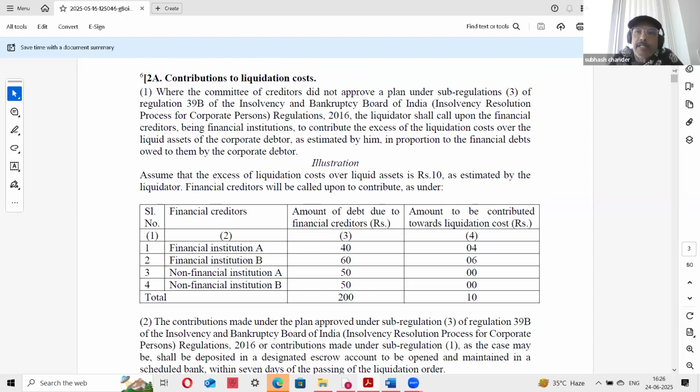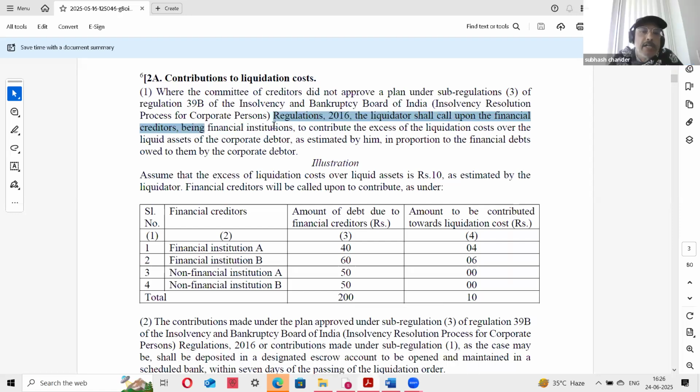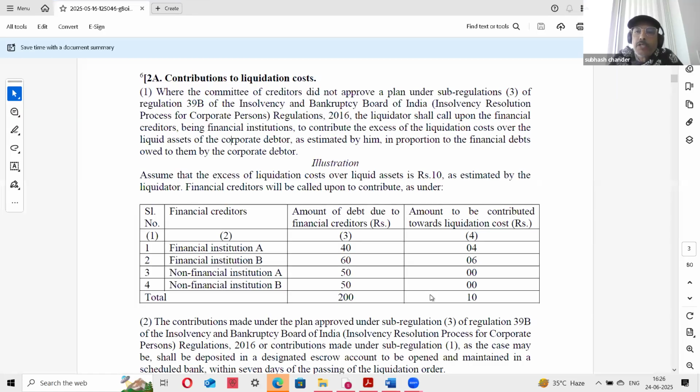It should be the financial creditor. The financial creditor is the main stakeholder, not the financial institution. So what about that? You want to suggest something, sir? Have to make some change here? The word financial institution should be replaced with financial creditors, because the whole process is to help the financial creditors, not the institution. The Act is not for institutions only. Even if there is no financial institution or financial creditor, and there is only an operational creditor, then what?